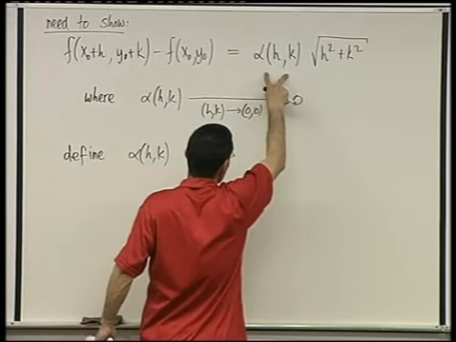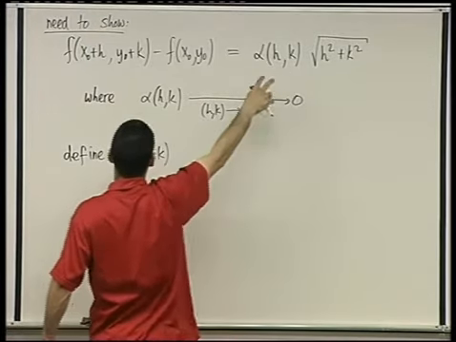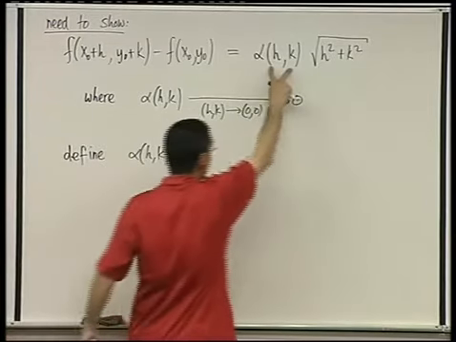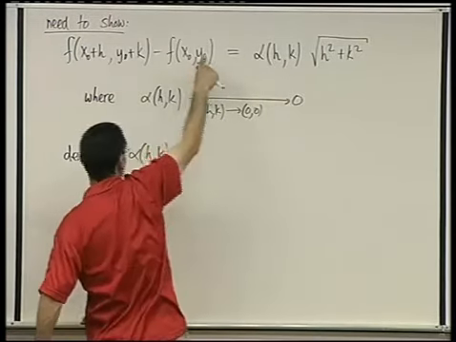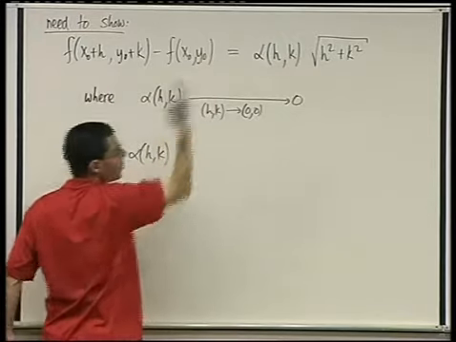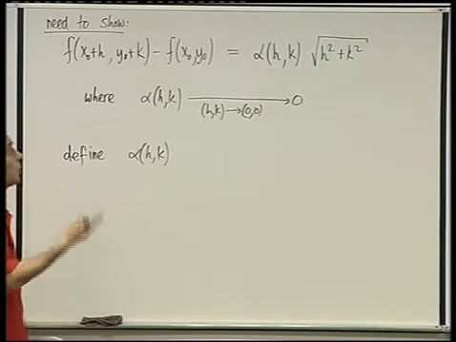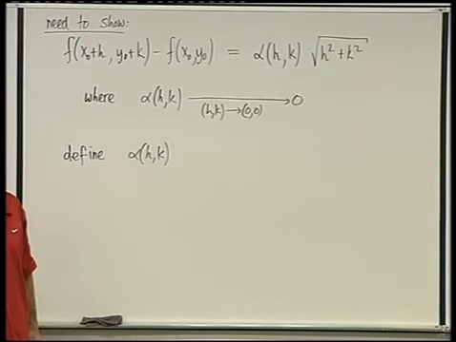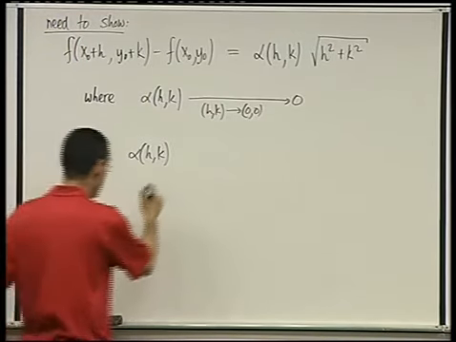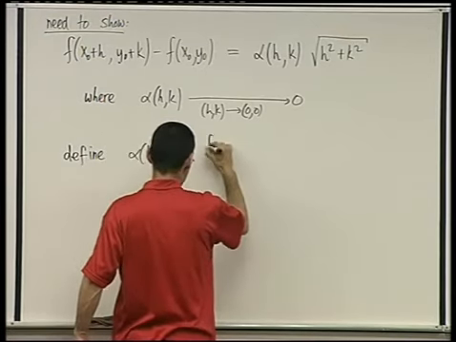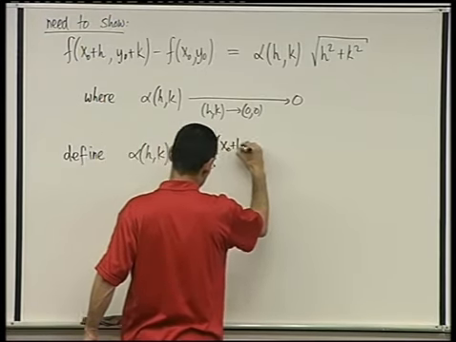If alpha is going to satisfy this, if this is going to be an equality for any h and k, then just take alpha to be this divided by the root of h squared plus k squared. Do you agree? If those things are going to be equal, then that has to be alpha. Do you agree? So define alpha of hk to be f at x0 plus h.